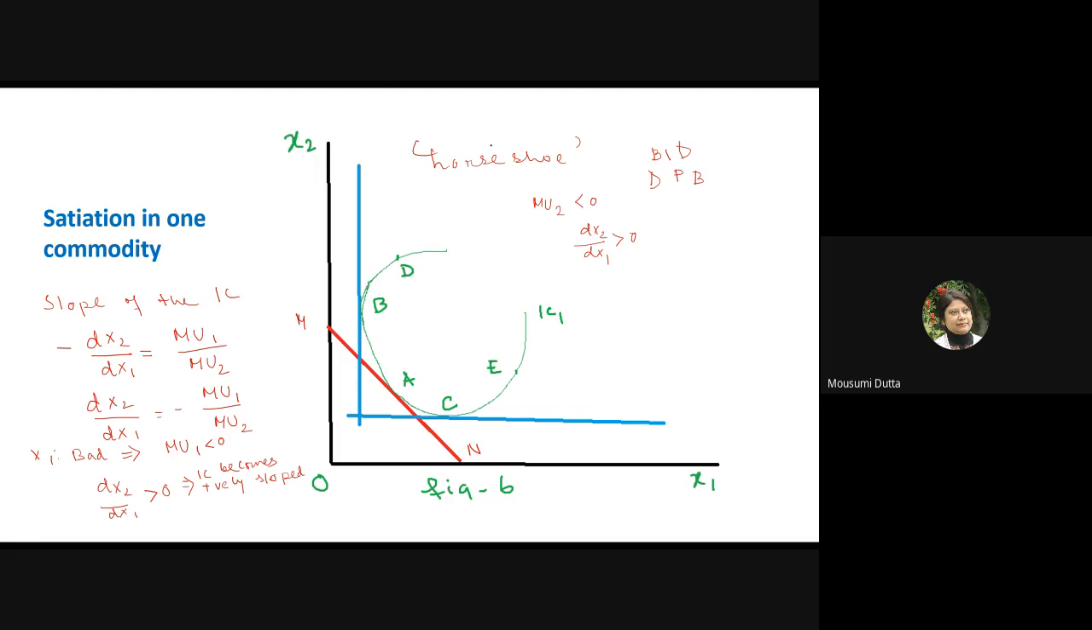Okay, so we will take a break for 10 minutes and then we will consider several corollaries out of these, and then we will consider the case if we find a situation of satiation in all commodities. So first we will consider the cases which are coming as the corollary to this case, and then we will consider satiation in all commodities after the break.